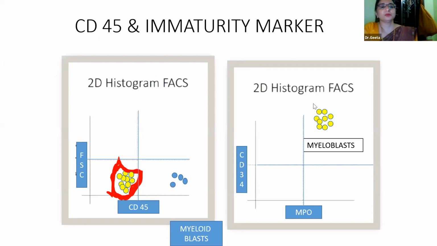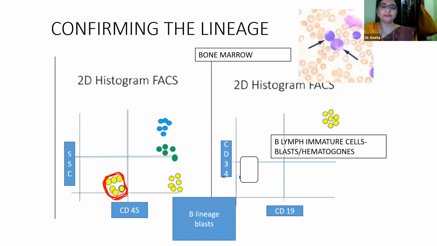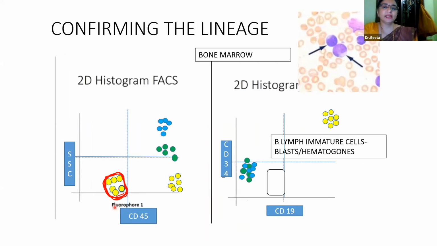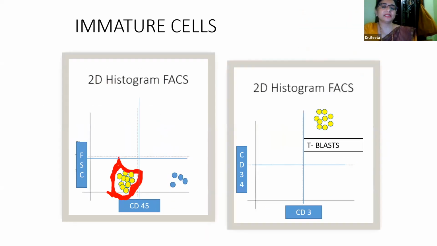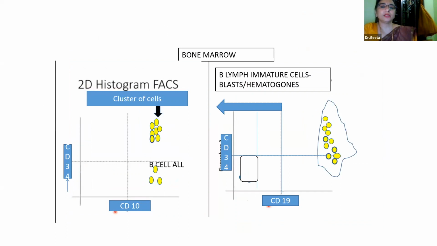Now if I combine CD34 immaturity marker with MPO, I'm going to highlight the myeloblast. Whereas if I combine CD34 with the CD19 antibody, then I'm going to get a highlighted lymphoblast, B lymphoblast. And if I do the same with the CD3 combination with CD34, then I get T lymphoblast. So this is how it goes on.